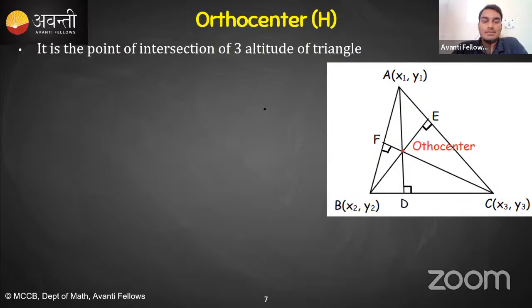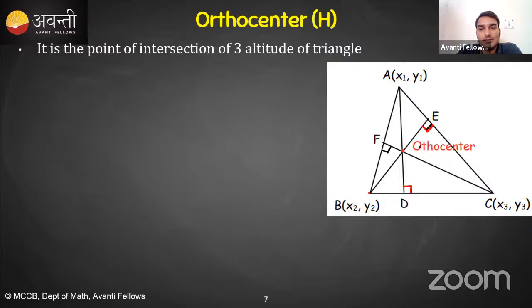Again, this is orthocenter. What is orthocenter, students? Orthocenter is the point of intersection of the three altitudes of a triangle. Means, let's say this is our triangle ABC. If I draw an altitude, means if I draw a perpendicular on BC, so this AD is a perpendicular on BC.